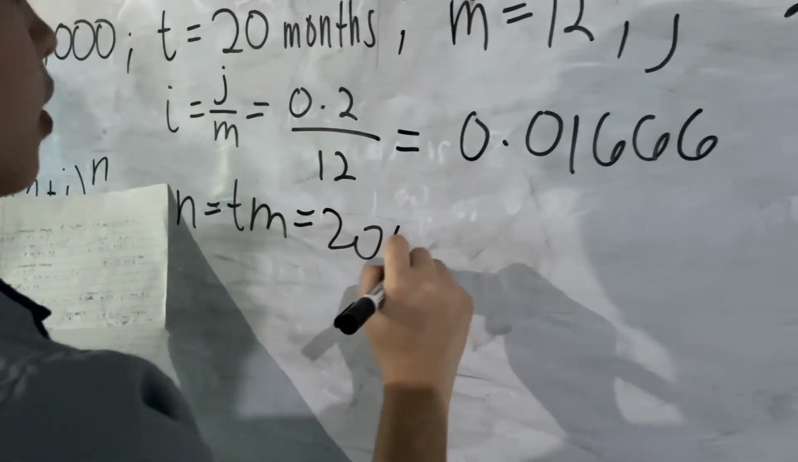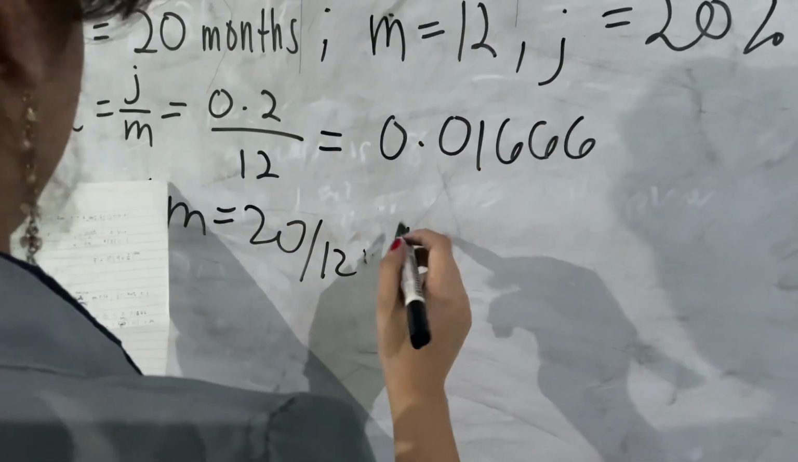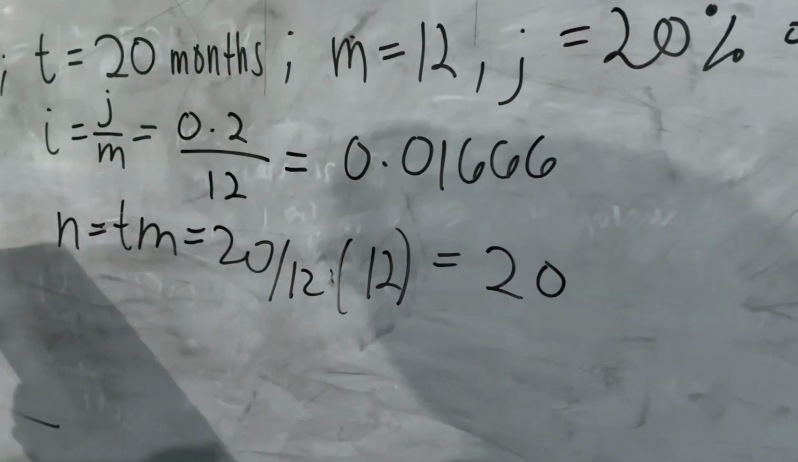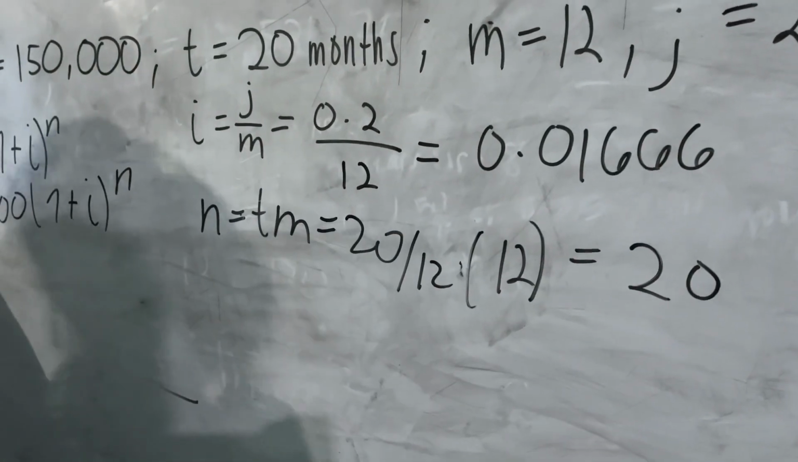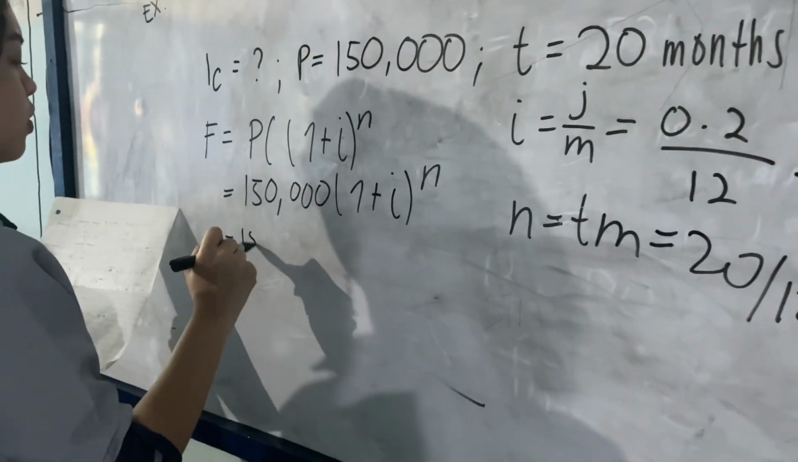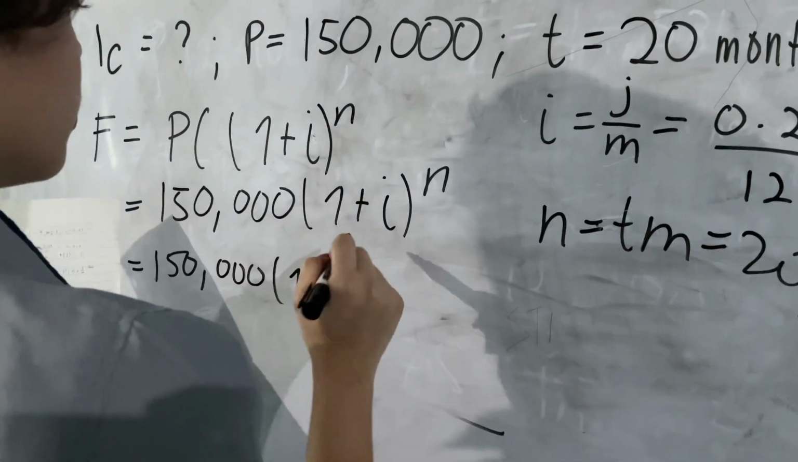Our F is 208,740.15 pesos. Now that we have our F, we can now find our compound interest. F minus P is 208,740.15 minus 150,000, which is 58,740. So this is our compound interest.